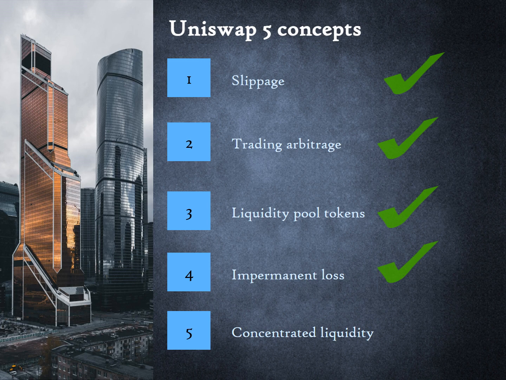We have now covered 4 of the 5 concepts critical to understanding Uniswap. The next concept regarding Uniswap we will cover is concentrated liquidity. However, given the relative complexity of this topic, we will defer learning about it to the next lesson. Meanwhile, review the summary of this lesson.